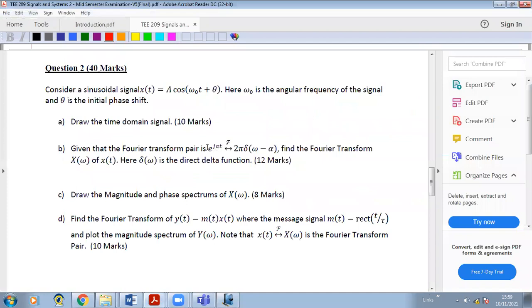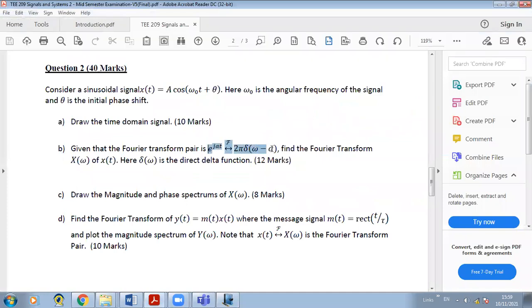So you can see that this fact is given. So we can use this fact. Can you think of a way to apply this fact to this problem? We are given the Fourier transform of e to the power j alpha t, and we have to apply this fact to find the Fourier transform of this signal.